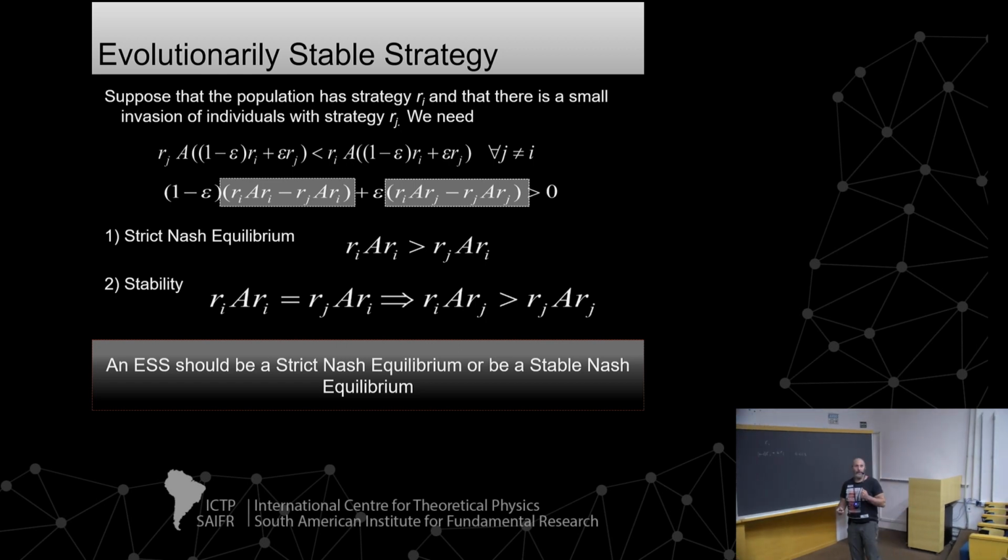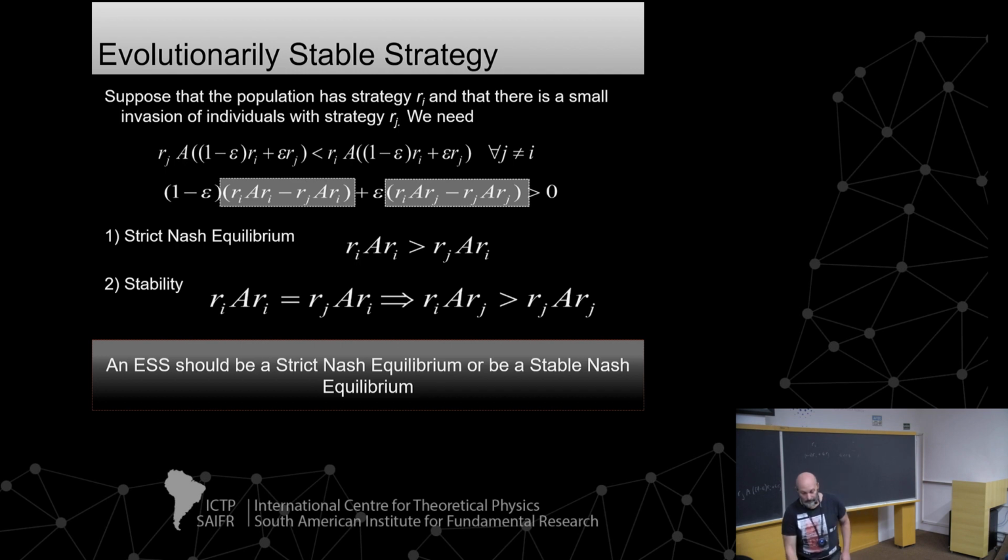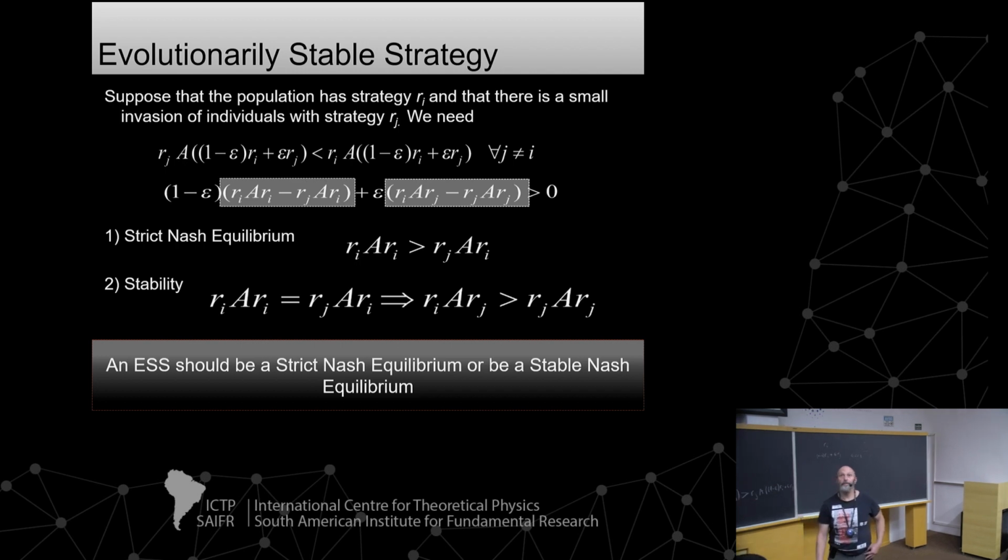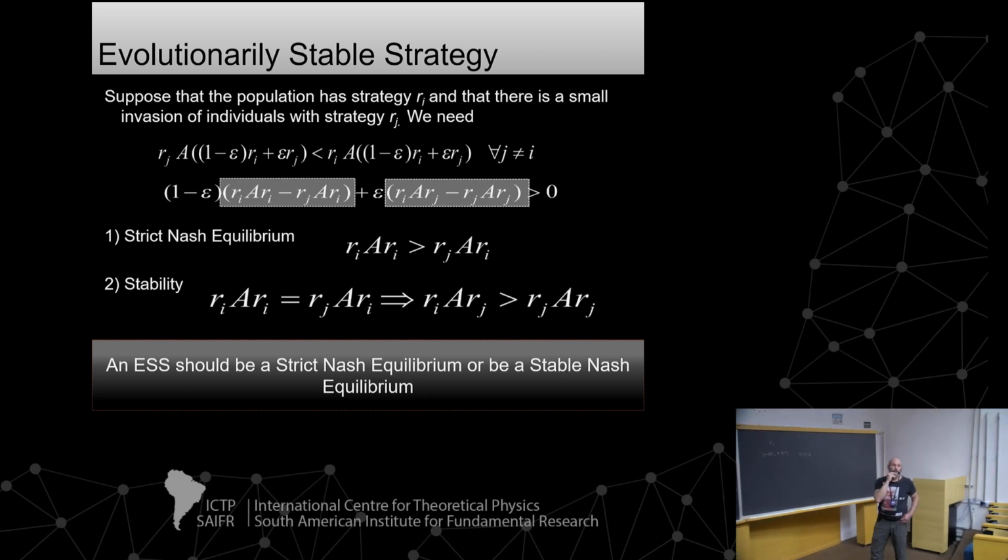So, yes. If you want to make a stable diversity of strategies, for example, the only way in this case would be changing or adding something, for example, in the payoff matrix. Perfect.